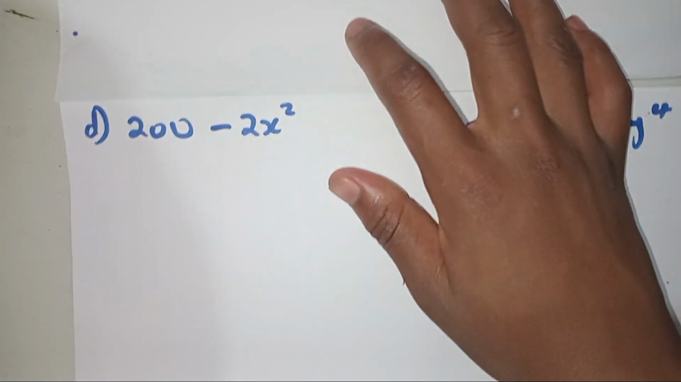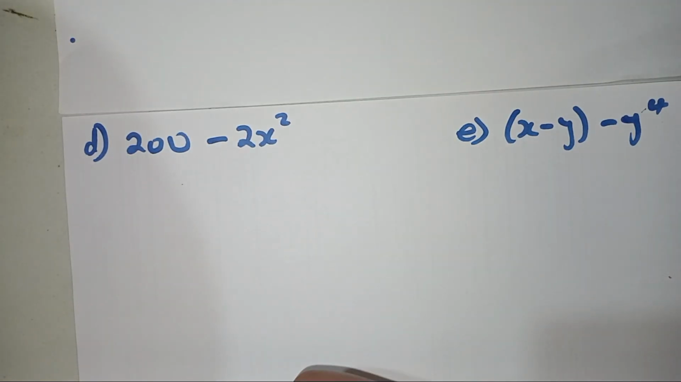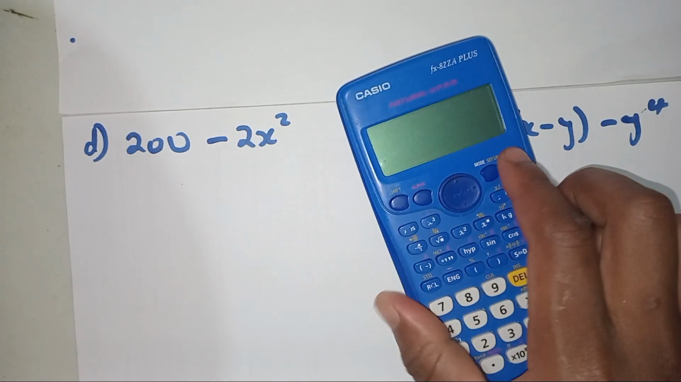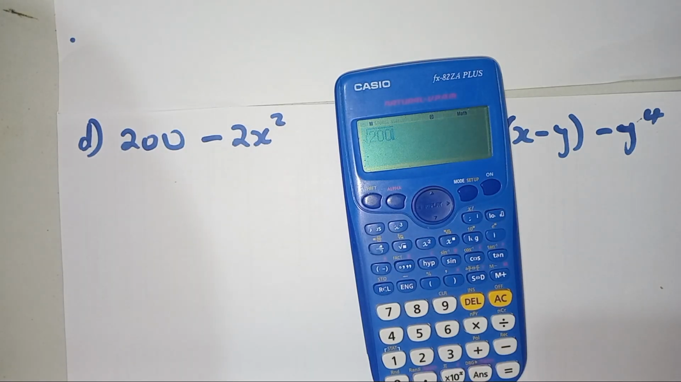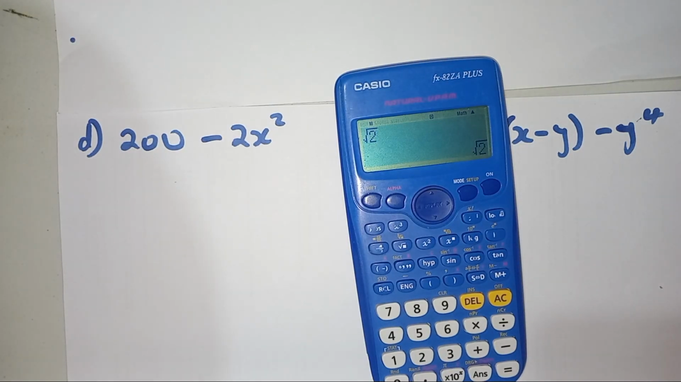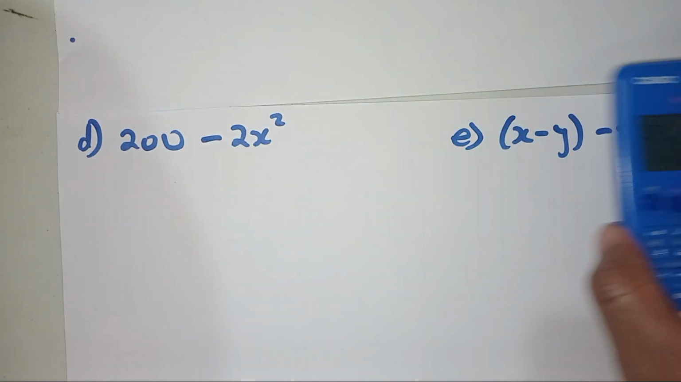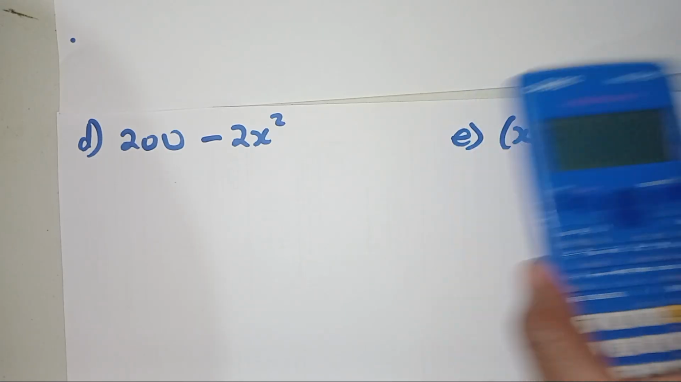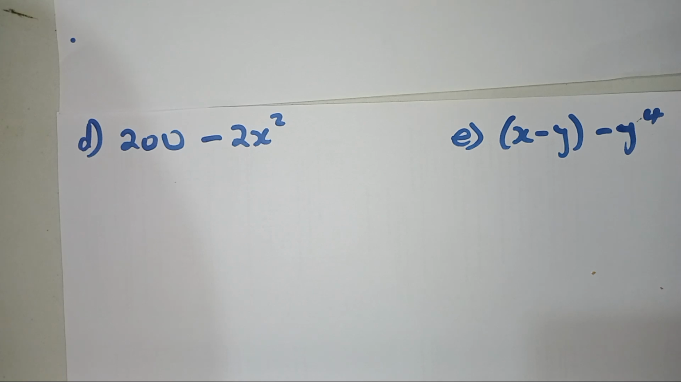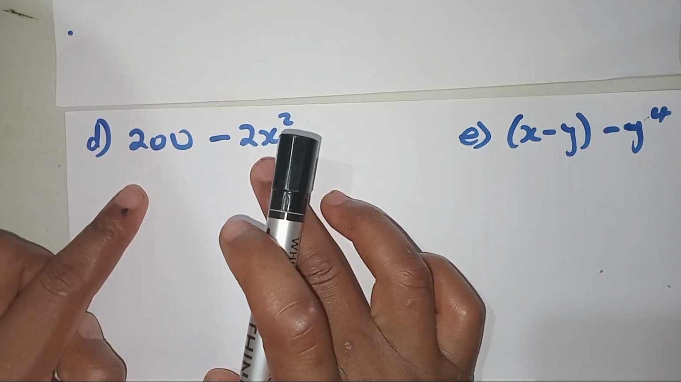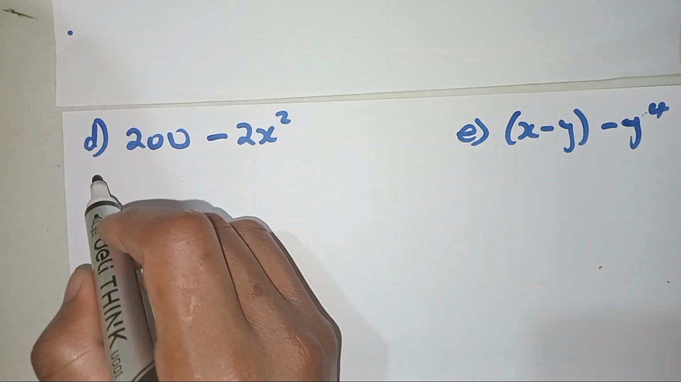So here we check. Do we have two terms here? Yes, we do. But are they perfect squares? We are going to check that. 200 is not a perfect square. 2 is not a perfect square, right? So if they are not perfect squares, but there are two terms, what do we do? We always start by taking out a common factor. Do we have a common factor in these two? Yes, we do. What is that common factor? Our common factor is 2.